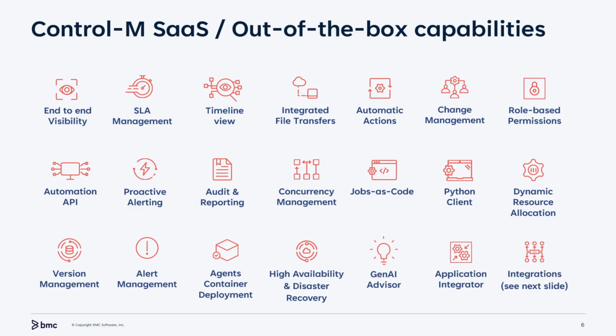We have the automation API, which allows Control M to integrate into CI/CD pipelines and infrastructure as code workflows, enabling job definitions, updates, and deployments to be fully automated. And Control M also provides proactive alerting and centralized alert management, allowing teams to detect issues early, route notifications appropriately, and take automated actions before business impact occurs.